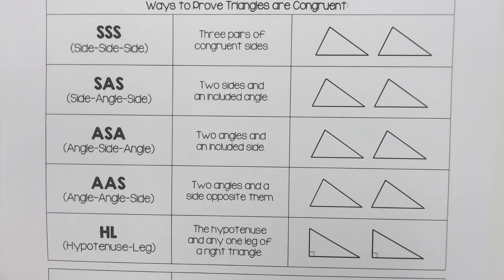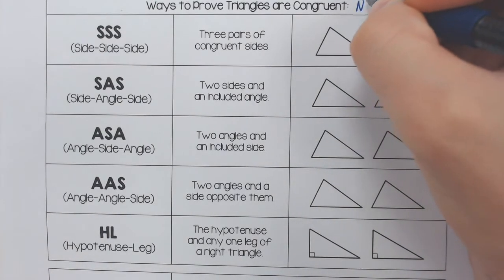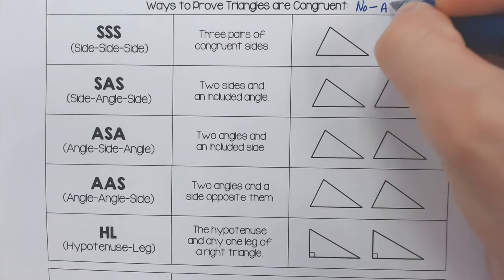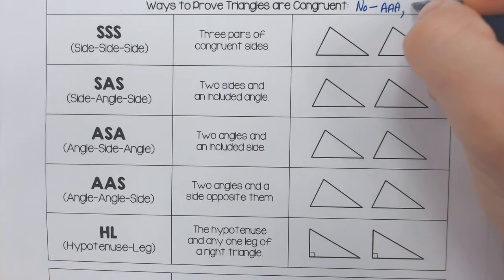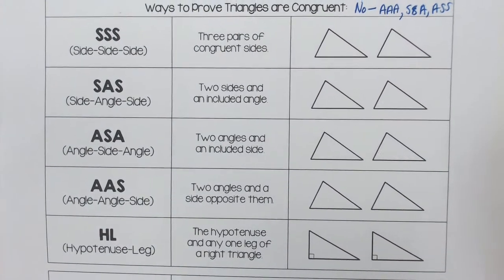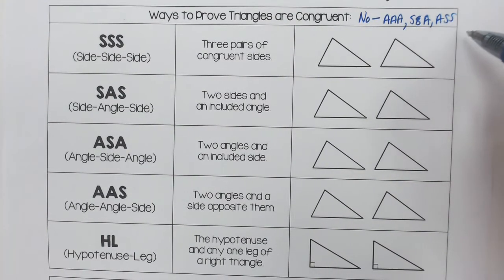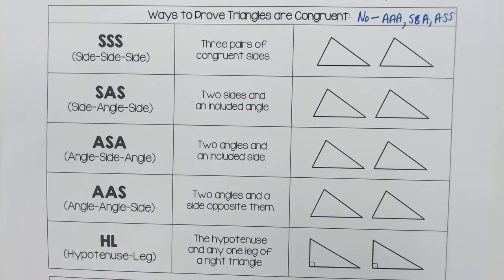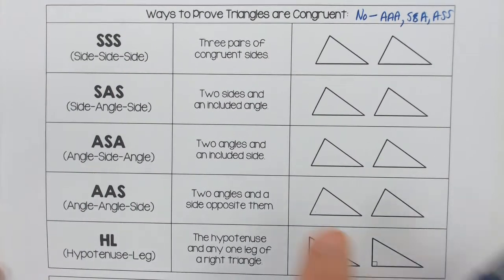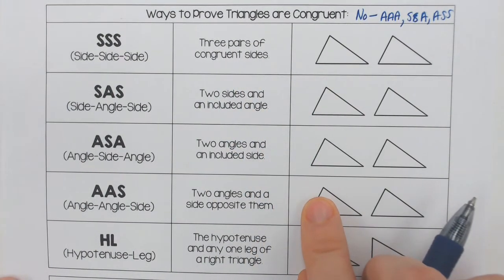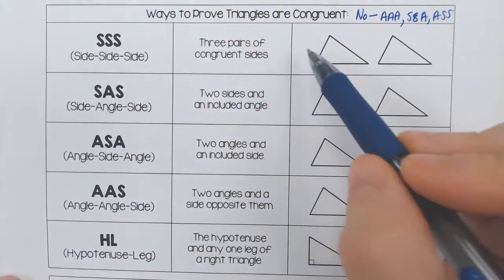And the few things that absolutely do not prove congruency are angle, angle, angle, side, side, angle, and angle, side, side. Those are the only three that are absolutely no-goes. So angle, angle, angle, side, side, angle, or written backwards, angle, side, side. Those are the three that do not work. Every other combination of angles and sides does. So we're going to show you what each one of them looks like, and then we're going to do a few practice problems.